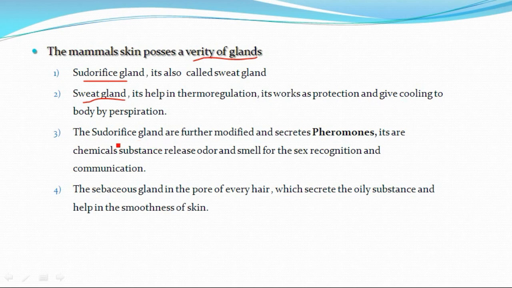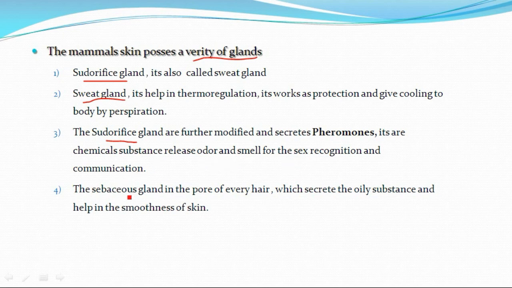The sudoriferous glands are further modified to secrete pheromones, and pheromones are chemical substances released by the sudoriferous gland, used for sex recognition and communication purposes.